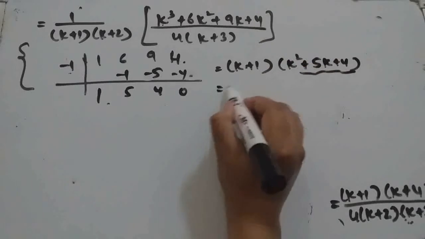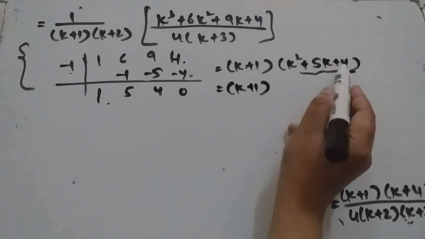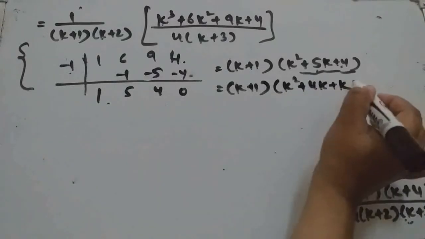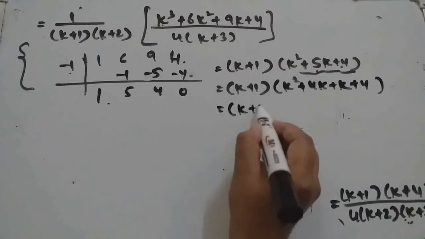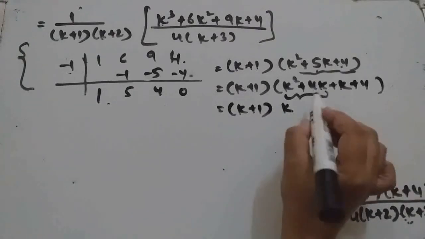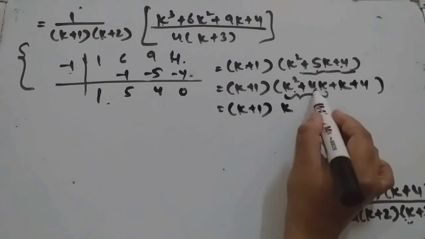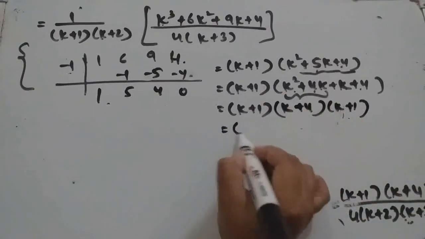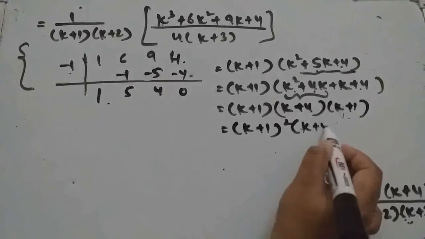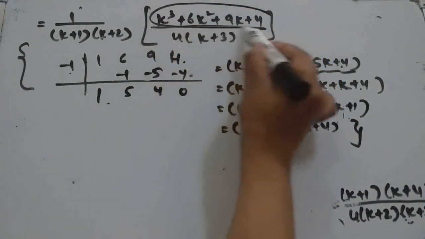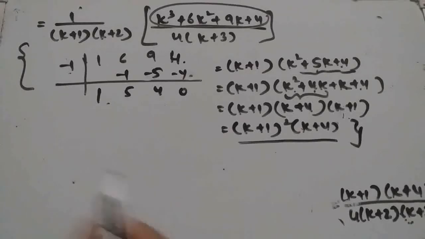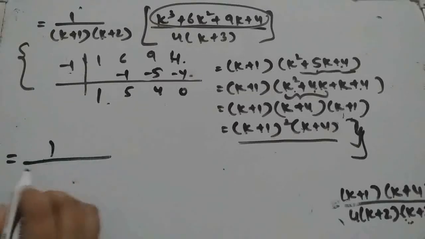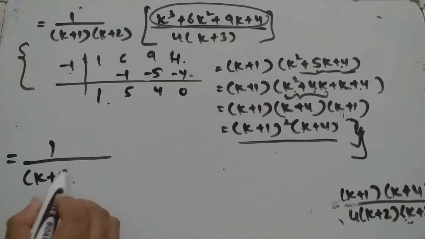Now this quadratic polynomial also we can factorize. So 4 ones are 4 and 4 plus 1 is 5. So 4k plus k plus 4 we can write. So k we can take common. So ultimately see, k plus 4 and here k plus 4 will remain, and k plus 1. Okay, so k plus 1 whole square and k plus 4. So this numerator we can write in terms of this. So this is extra part, just for the explanation how we got the factor.